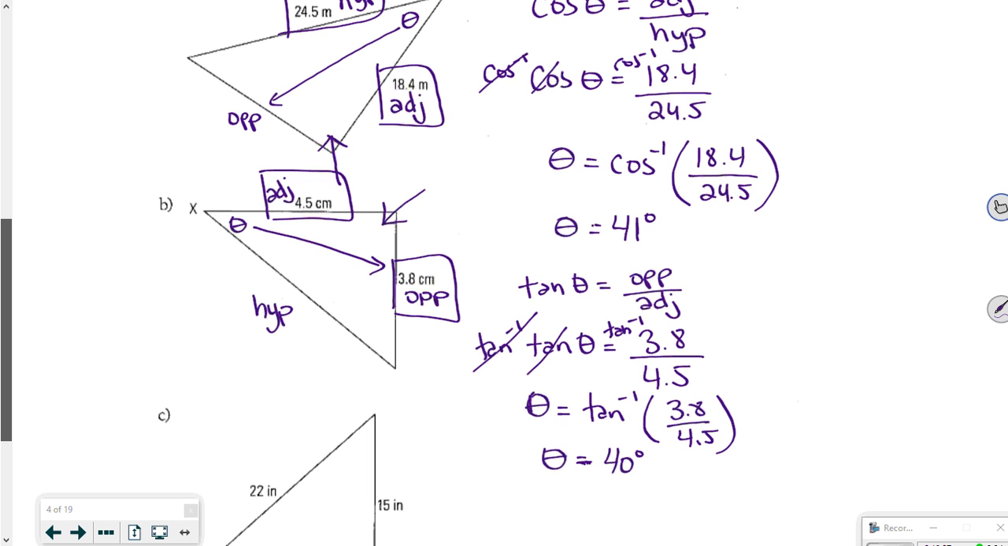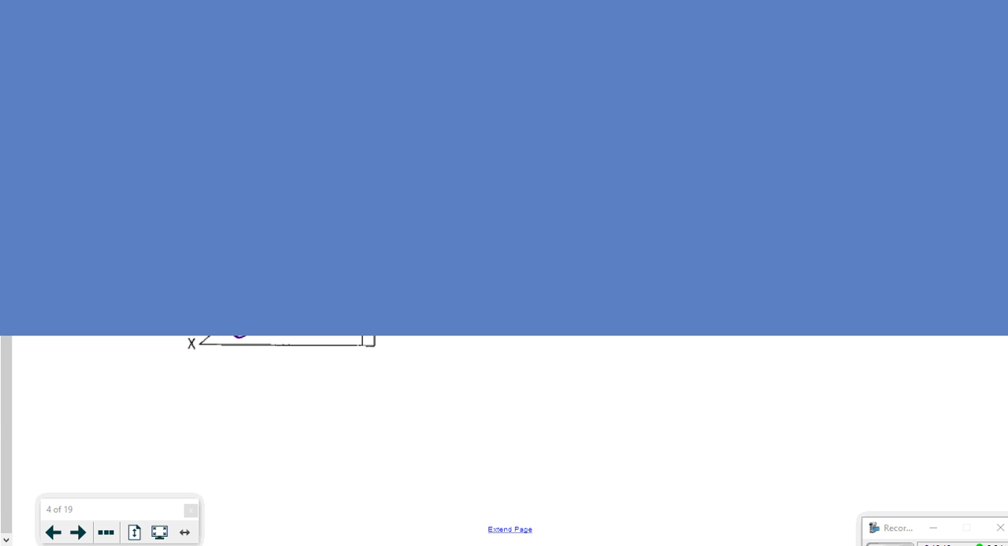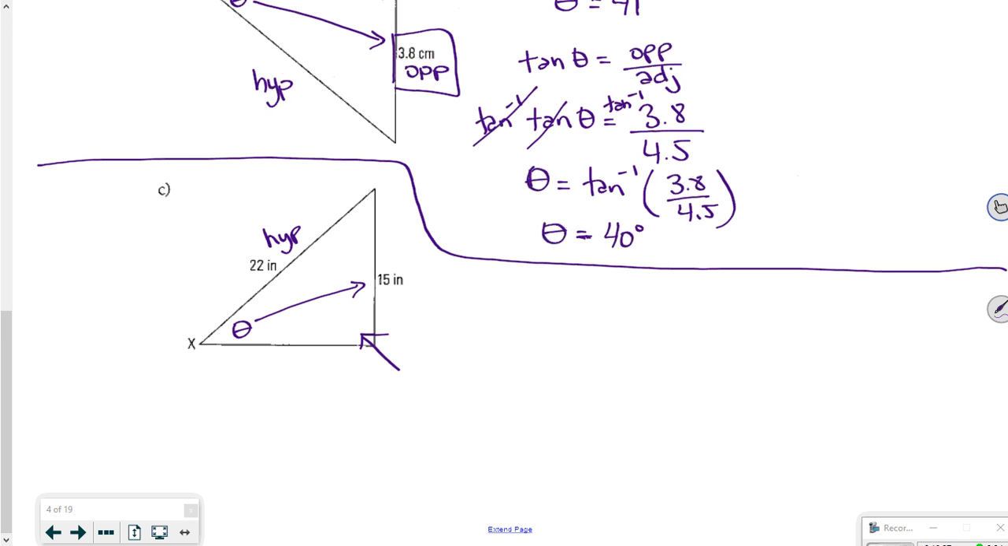Last one. So angle X is this bottom angle down here. Label our sides. Straight across from the right angle is the hypotenuse. Straight across from the angle we're looking for is the opposite. Third side is the adjacent. Now we need something with hypotenuse and opposite in it. O and H is the sine formula. So sine of our angle is the opposite over the hypotenuse.